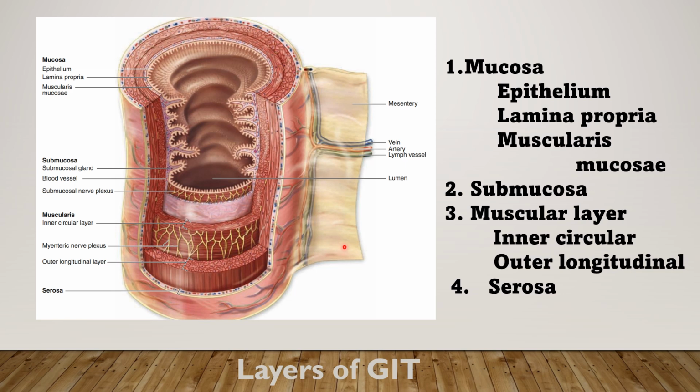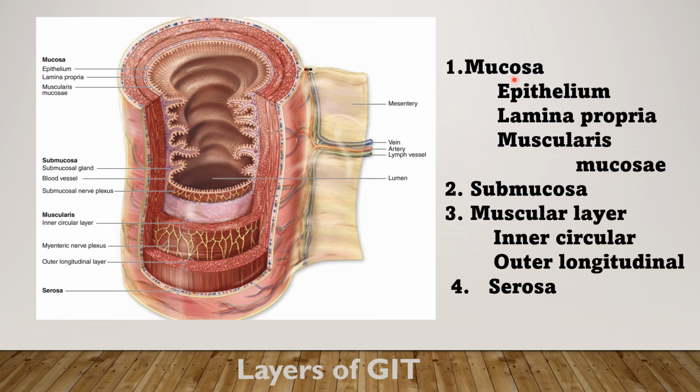It is common for all the parts of GIT. So your esophagus, stomach, small intestine, large intestine, you will be having these common layers. Inner to outer, first one is mucosa. The mucosa is composed of three components. So that is epithelium. Epithelium is supported by a layer of connective tissue called lamina propria, then muscularis mucosa. So these three combined together is called mucosa.